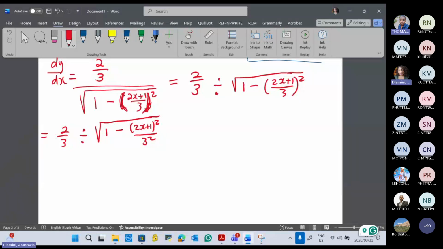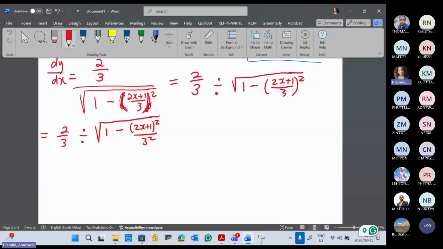Okay, so now, what can I do from here? You can change the division sign into a multiplication sign by swapping the 2 and the 3. No. Let's not change the multiplication sign and the division sign for now.